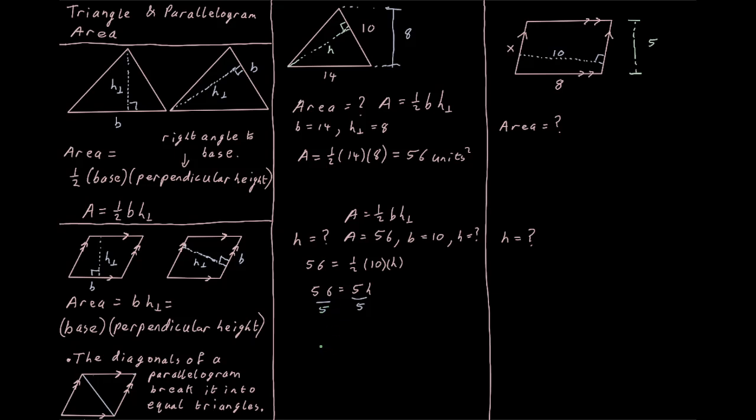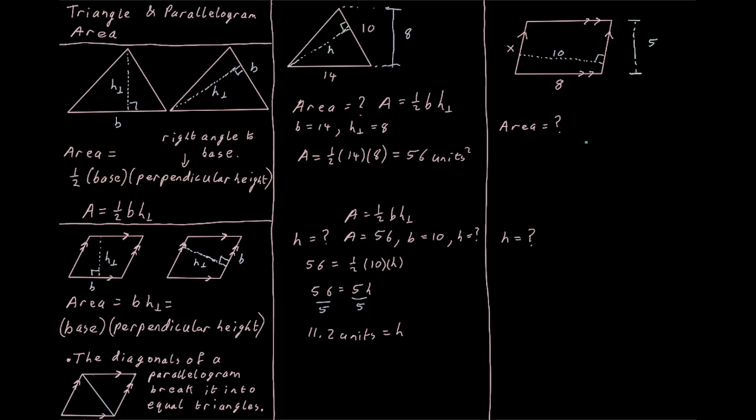And when I put that into my calculator, I get that that is 11.2. And that would just be units, not units squared, because it's just the height. It's the perpendicular height away from the base of 10.